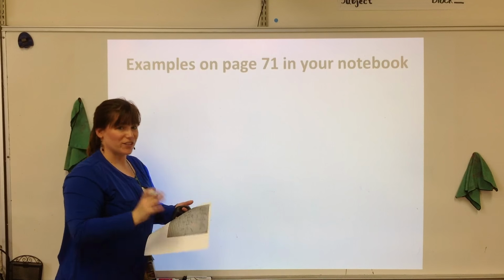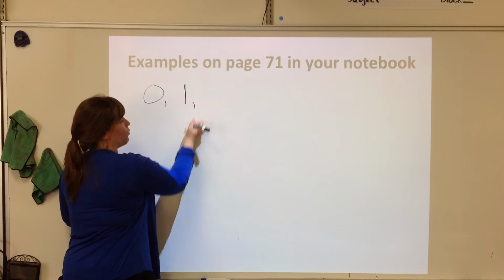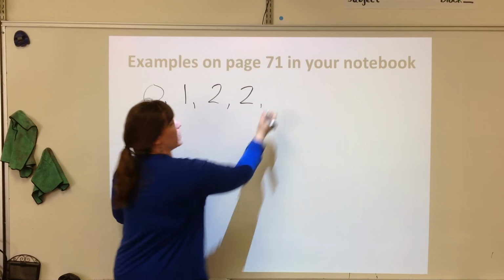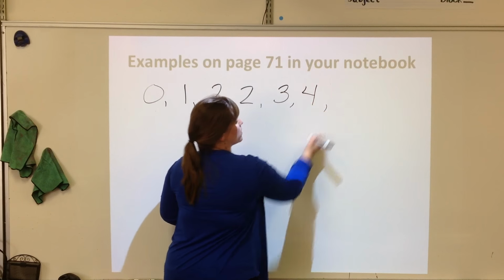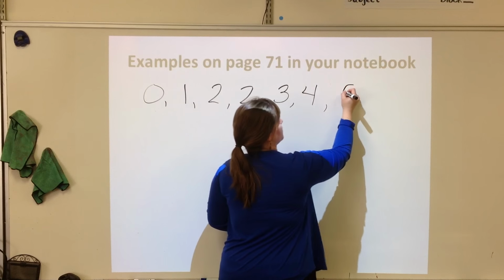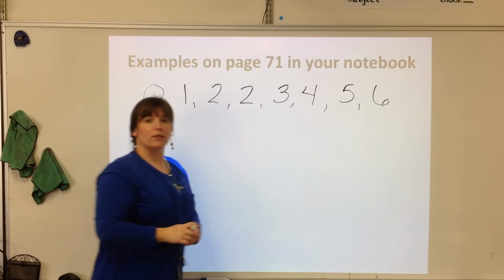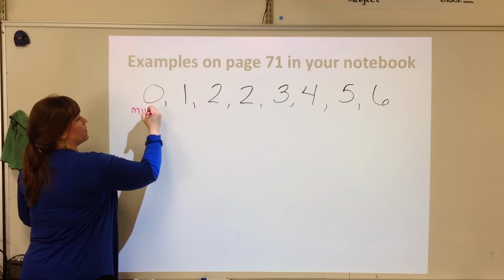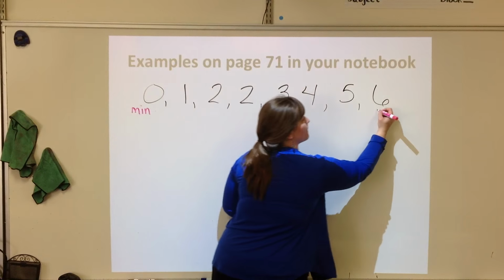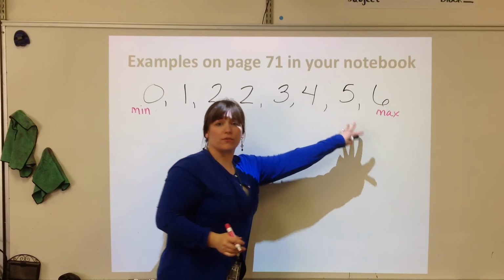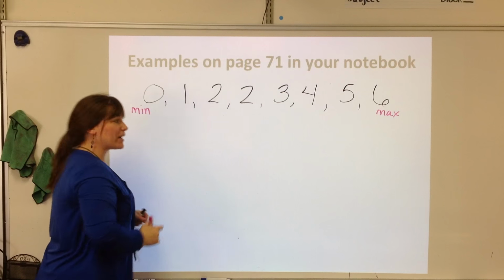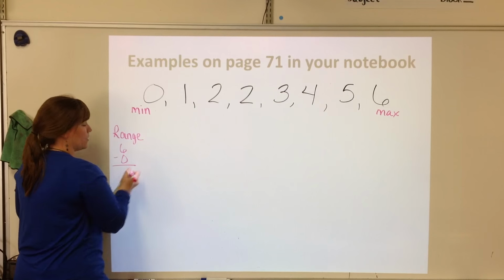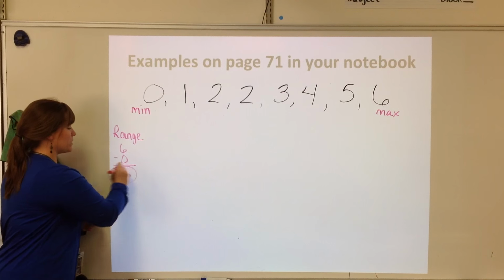So here's our numbers for our second example. 0, 1, 2, 2, 3, 4, 5, and 6. So we're going to find the max and min first. Our 0 is the minimum. Label max for the 6. We're going to find the range by subtracting. So the range, 6 minus 0, or 6.